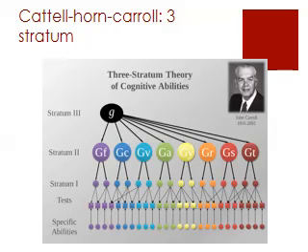Then along came Carroll in 1997 to distinguish 3 levels or strata of intelligence. The third at the top is general, G. The second has 8 broad abilities that include fluid and crystallized and general memory and learning. And then finally, the first stratum is specific abilities tied to each of the second.